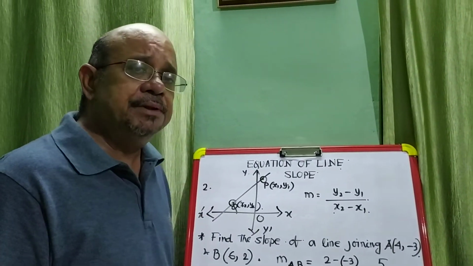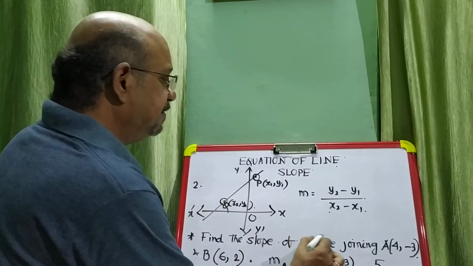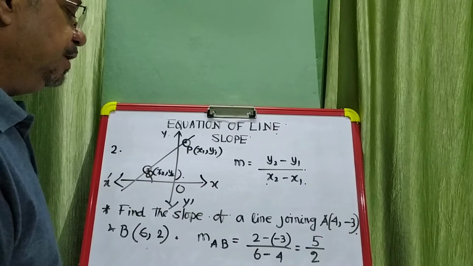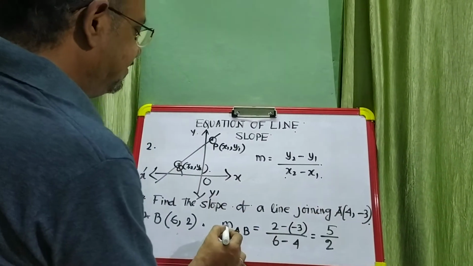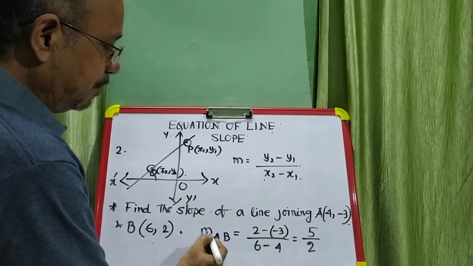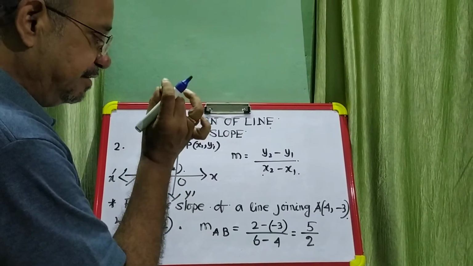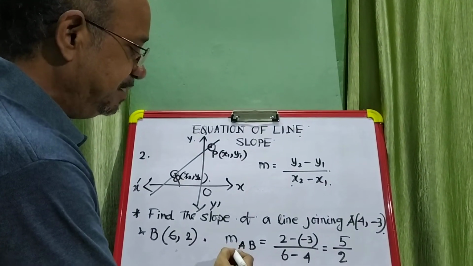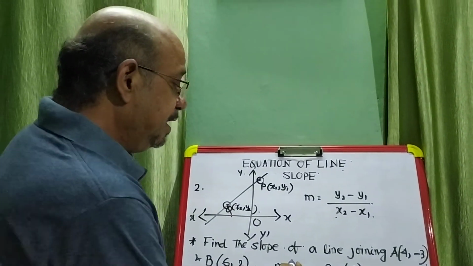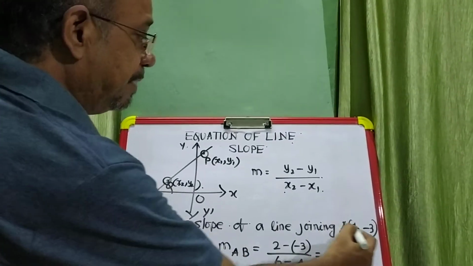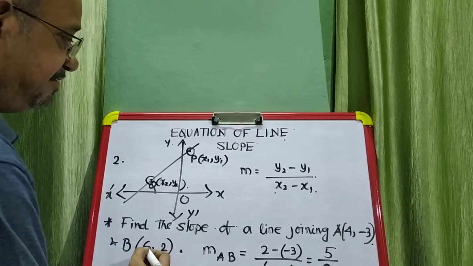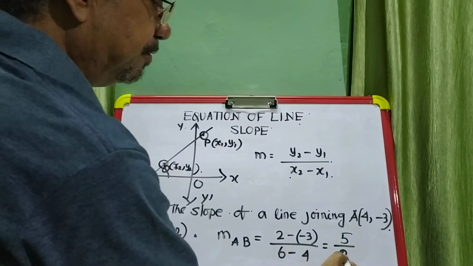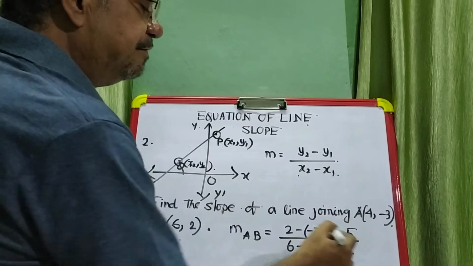We can take an example like: find the slope of a line joining the points A(4, -3) and B(6, 2). So we write the slope of the line as m_AB. Instead of writing slope of line AB, I have written m suffix AB, which will be read as m AB. m_AB is equal to (2 minus of minus 3) divided by (6 minus 4). So 2 plus 3, 5, divided by 6 minus 4, 2. Slope of line AB is 5 by 2.